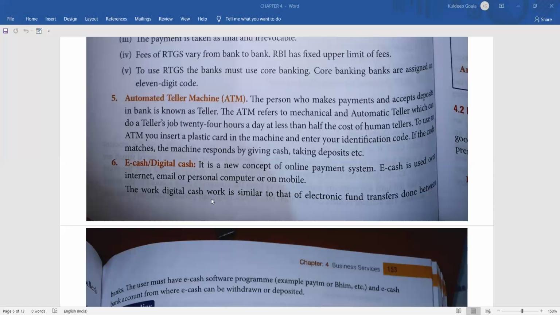The word digital cash works similar to that of electronic funds transfer done between banks.